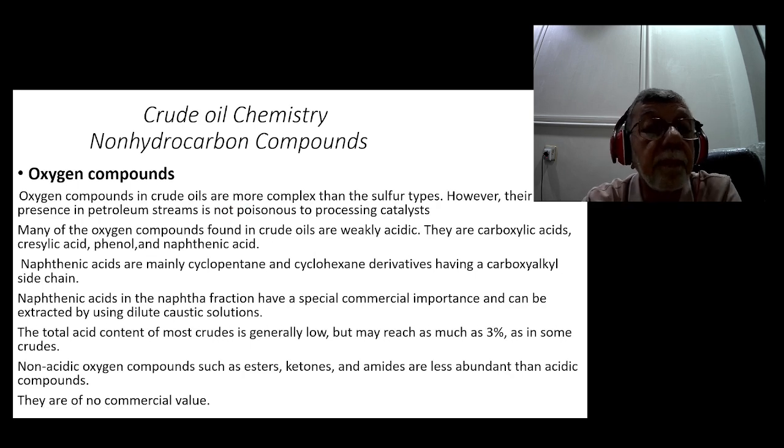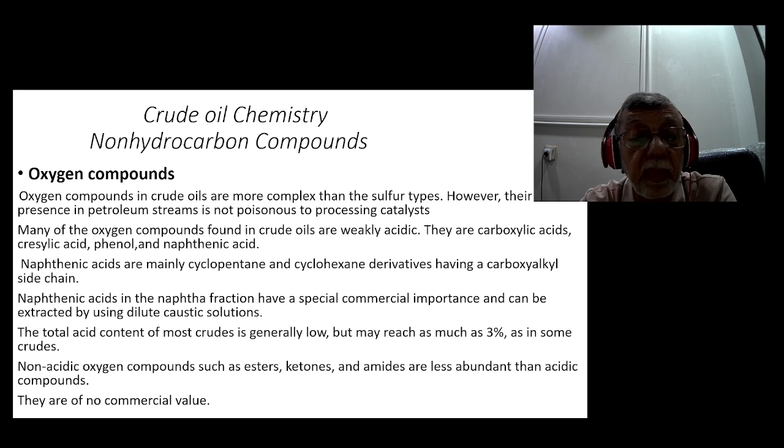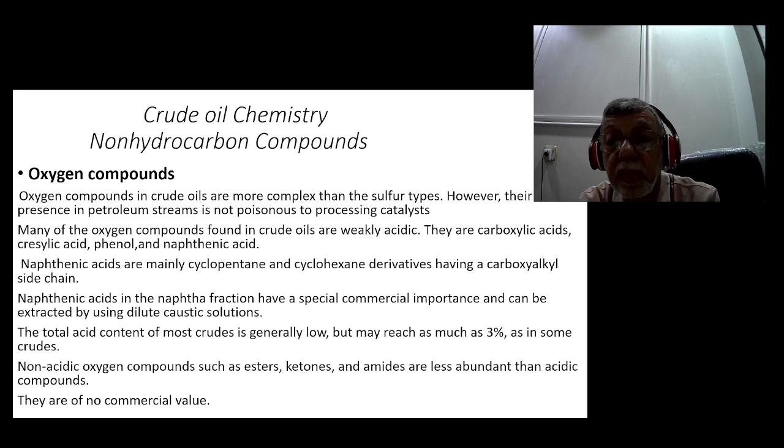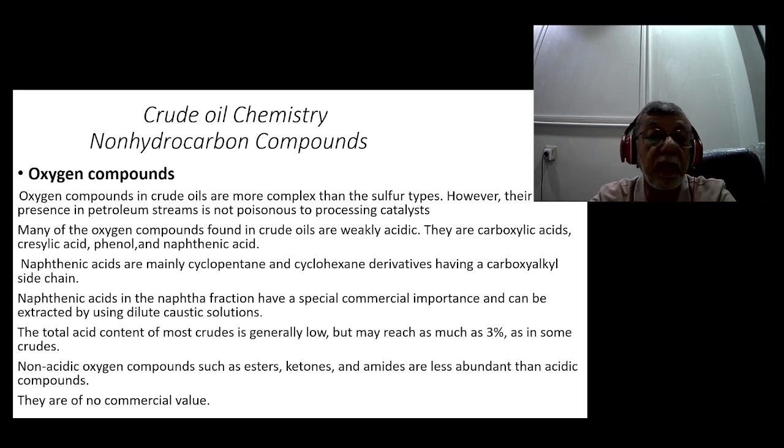Now about oxygen compounds. Oxygen compounds in crude oil are more complex than the sulfur types. Their presence in petroleum streams is not poisonous to processing catalysts, but they do cause corrosion. Many of the oxygen compounds found in crude oil are weakly acidic. They are carboxylic acids, aromatic acids, phenols, and naphthenic acids. Naphthenic acids are always either cyclopentane or cyclohexane derivatives, but they have commercial value and importance, and can be extracted using dilute caustic solution.